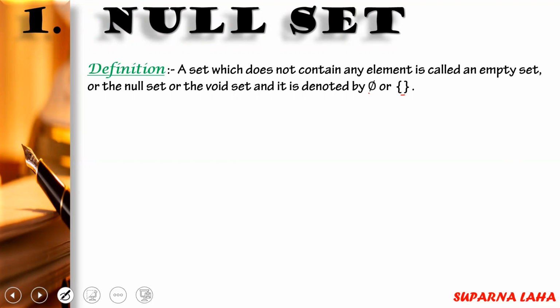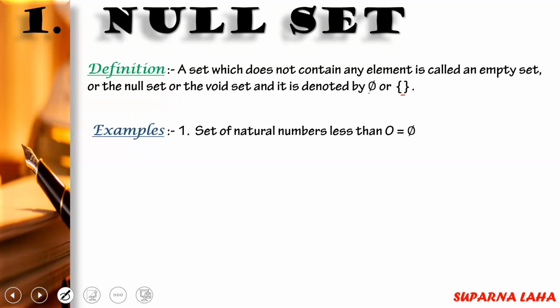Now, what do we mean when we say a set does not contain any element? Does there exist any set which has no element? Let's check this example. The set of natural numbers less than 0. But we know that the set of natural numbers starts from 1, 2, 3 and so on. So is there any natural number less than 0? No. That means in this set we can't find any element. So this is the phi set or the null set or empty set or void set, whatever you want to say, you can.